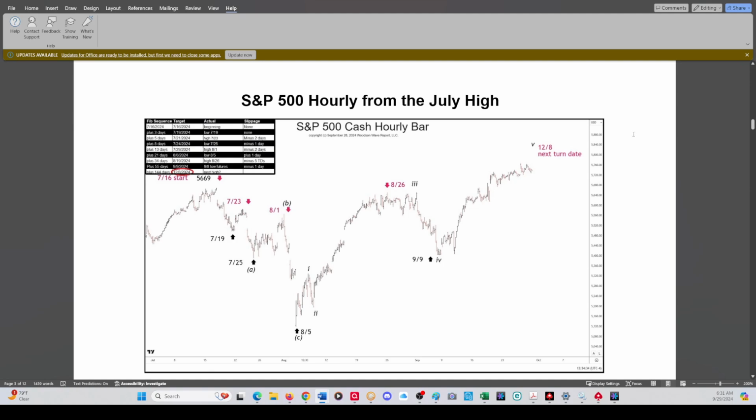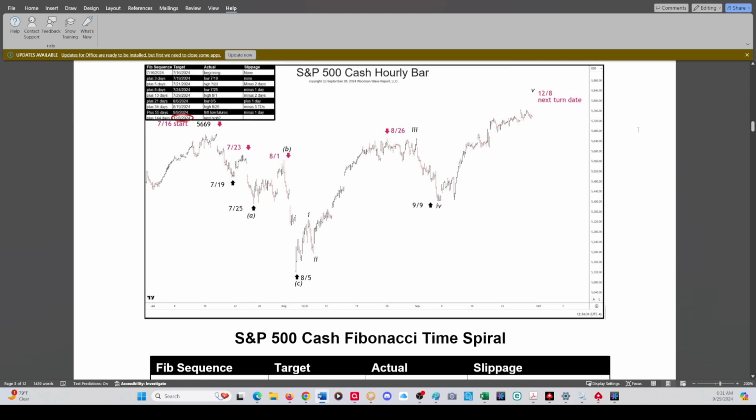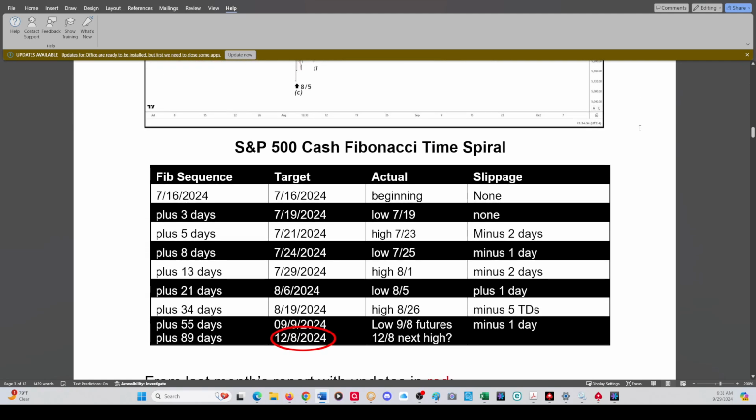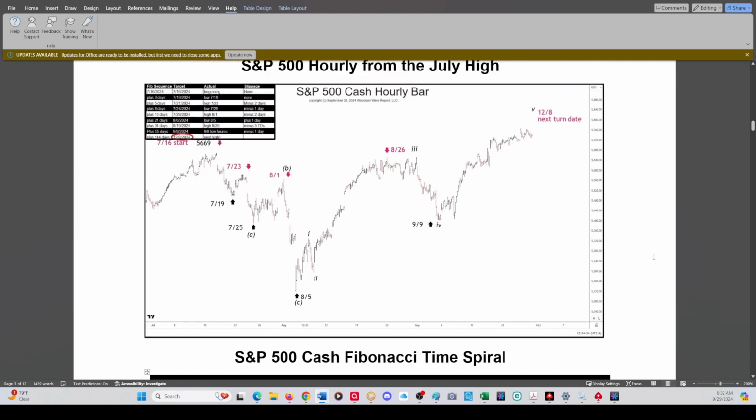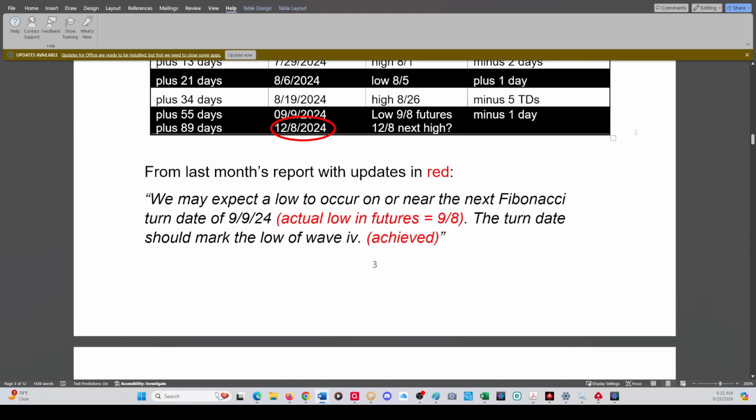Again, our triggers and targets have kept us on the right side of this market since the October low of last year, virtually a complete year, and we're on it. So that's what we're looking at. Here is that Fibonacci spiral chart, if you will, starting on 7/16 with the S&P cash. Again, alternating highs and lows, low, high, low, high, low, high, low. Next one should be high if the sequence is to continue in its alternating sequence. So that's it on that.